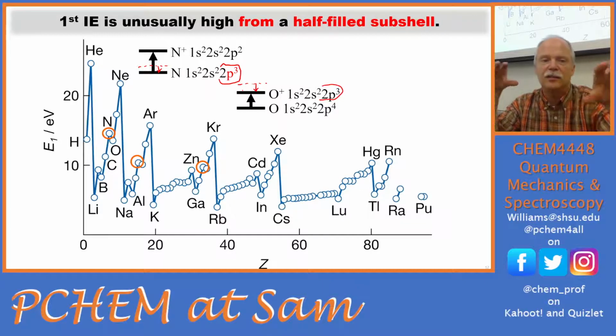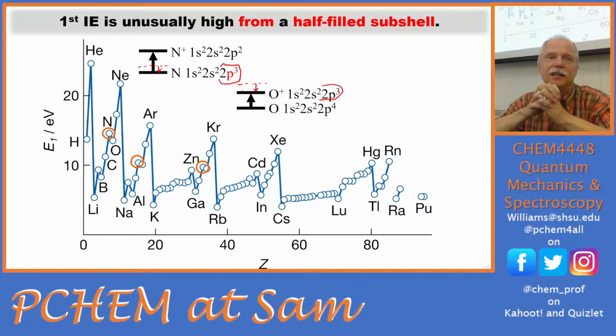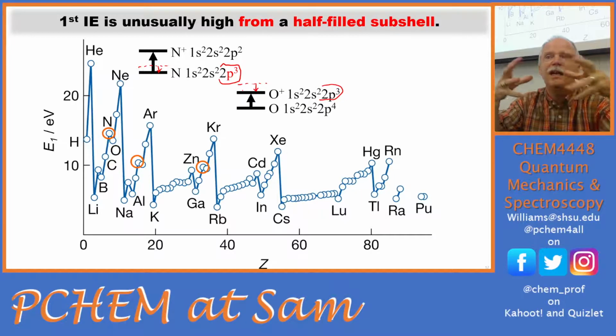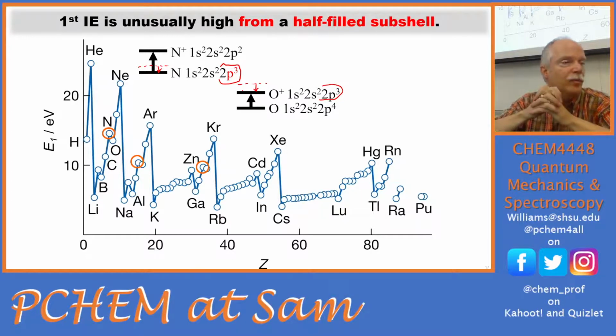So all of these trends that we see in the ionization energies are where we get these rules for our electron configurations, and why we say half-filled subshells are stable. You know, it's the data that tells us that. We didn't just come up with it.